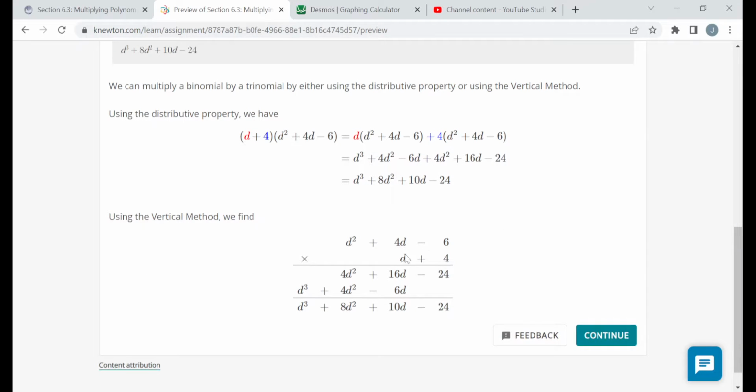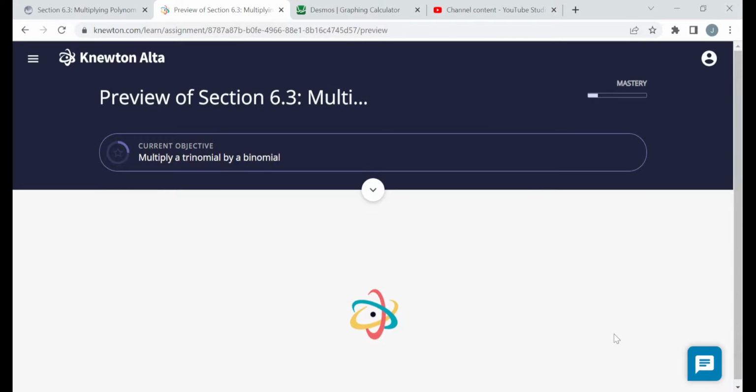All right. They also do this vertical method here. I don't know, you can read about the vertical method. I'm not going to do that. All right.